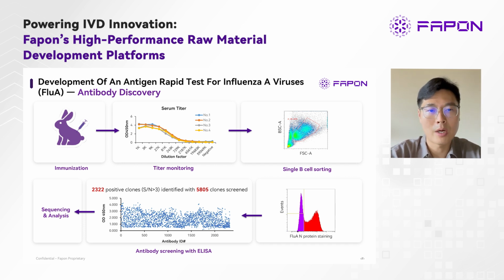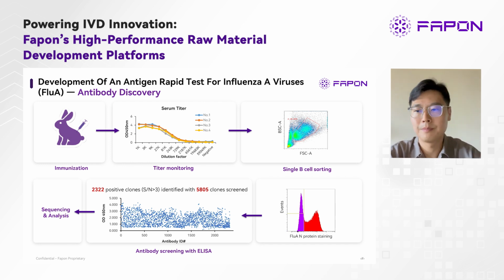For this particular project, we were able to screen through around 6,000 clones, and we were able to find more than 2,000 clones with the antigen-specific binding affinity, which is about 40% positivity. And then we moved on to amplify the sequence of the antibody variable regions from the positive clones and managed to sequence 95% of them.